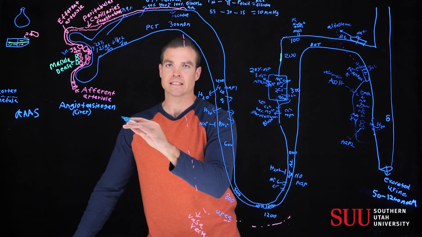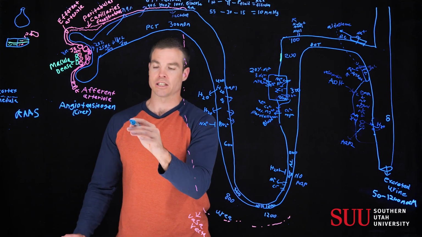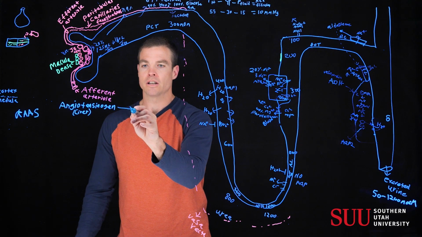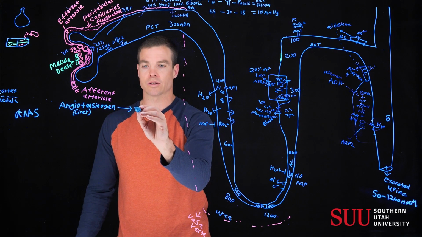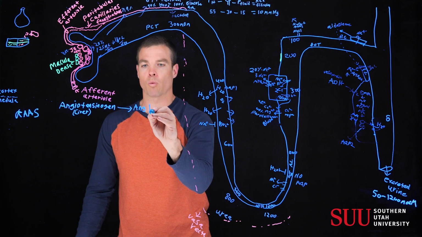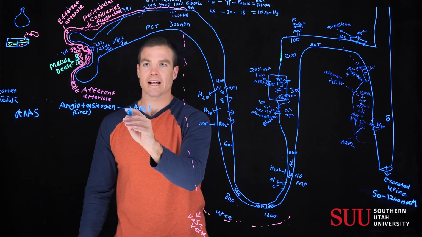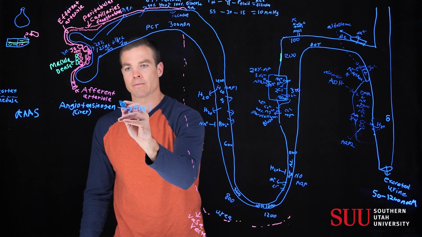And this is not active at all. That's the angiotensinogen. But what can happen is it can get converted to something more active, which is called angiotensin 2, or sorry, angiotensin 1. And we'll just abbreviate that. So angiotensinogen, angiotensin 1. Well, how does that happen? What converts this? This is done by this enzyme called renin.